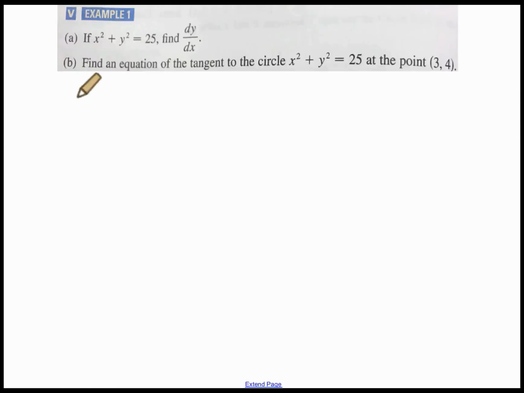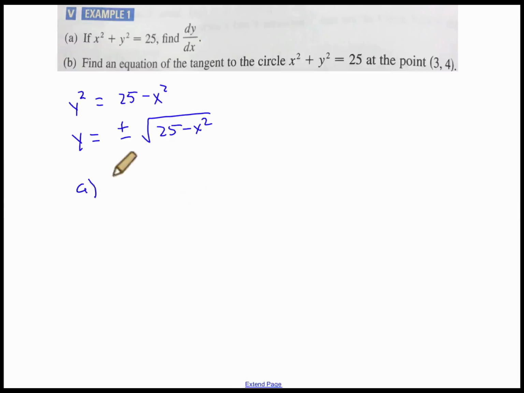Just to be clear, if we tried to solve for y in terms of x, we would have y squared equals 25 minus x squared, and we get two solutions for y, which is plus or minus the square root of 25 minus x squared. So there's two parts for y, and both of them together don't form a function. So we're going to use implicit differentiation.